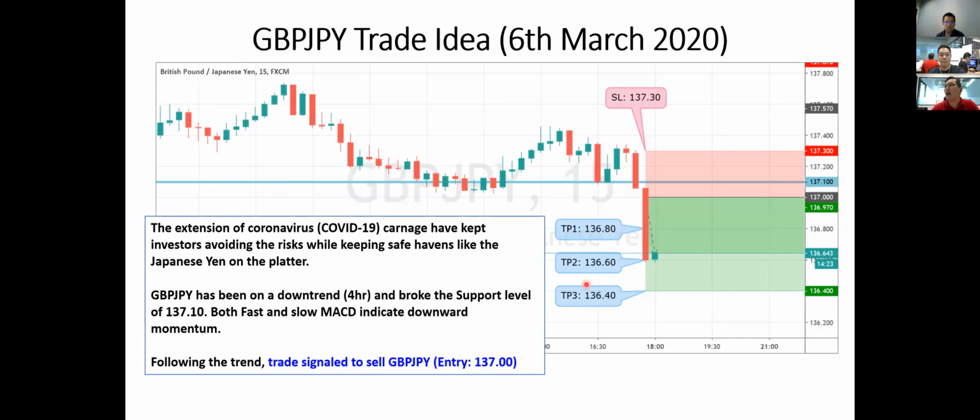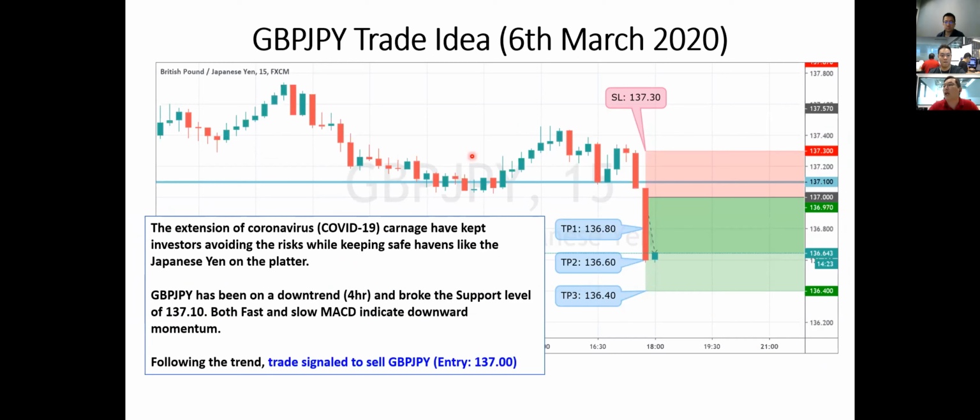Coming to the next topic, pound yen. This was done on Friday, 6th of March. Again, there was still a lot of news coming in on the spread of the coronavirus, still keeping a lot of investors in safe havens such as the Japanese yen. And as you can see on the 4-hour trend, it was a downtrend for pound yen.